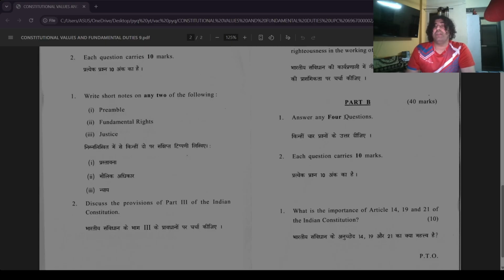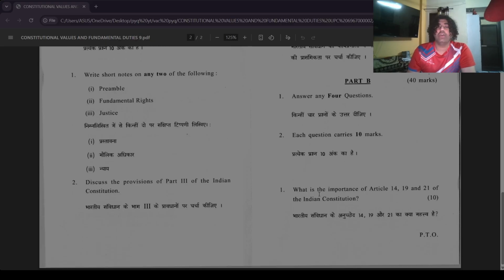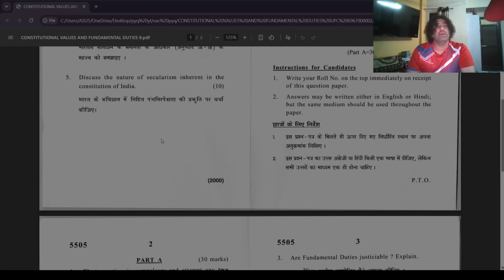Then comes Part B. In this, you have to remember the 4 questions. It's of 40 marks, so 4 questions. Question number 1. What is the importance of Article 14, 19, 21 of the Indian Constitution?